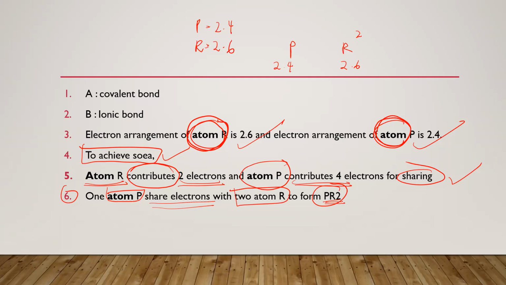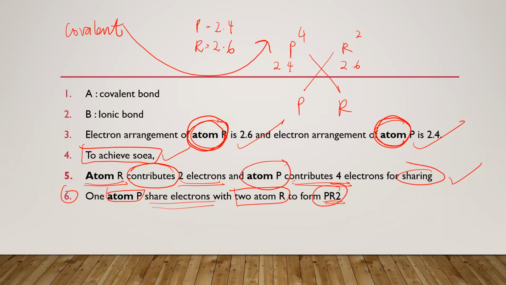4 more. Very good. In a covalent compound, this is the method you need to use, okay? To get the chemical formula. P needs 4 more to become stable. R needs 2 more to become stable. Okay, teacher crossed it already. What do I get?